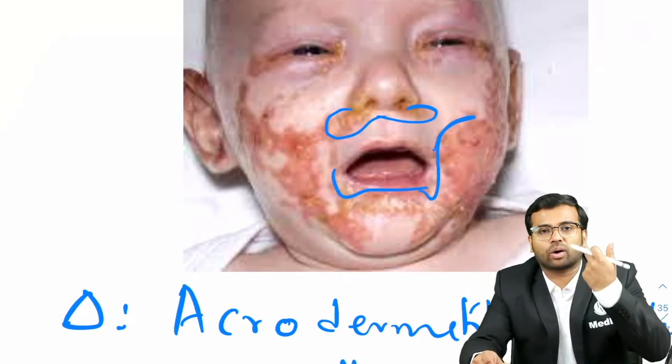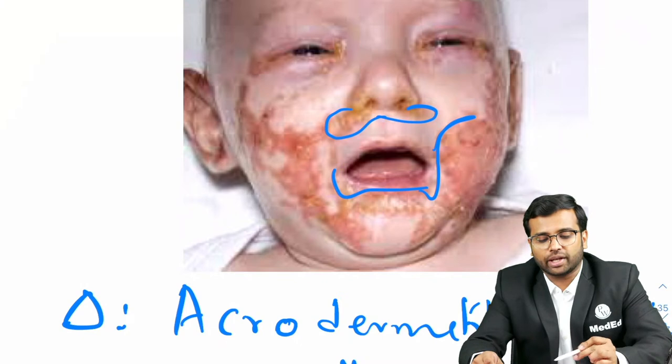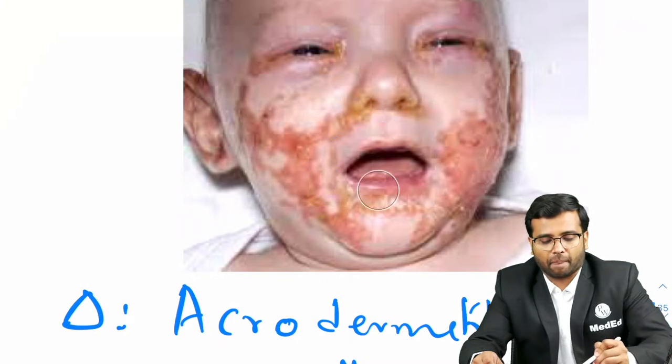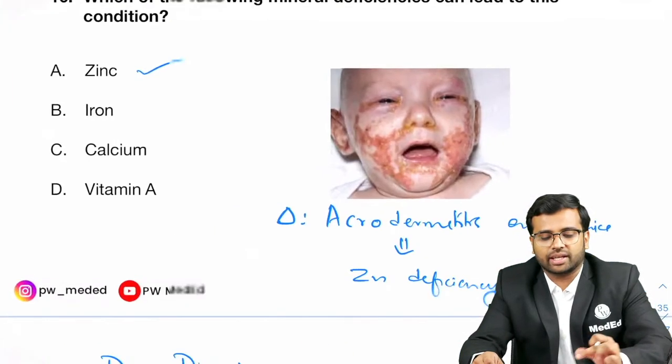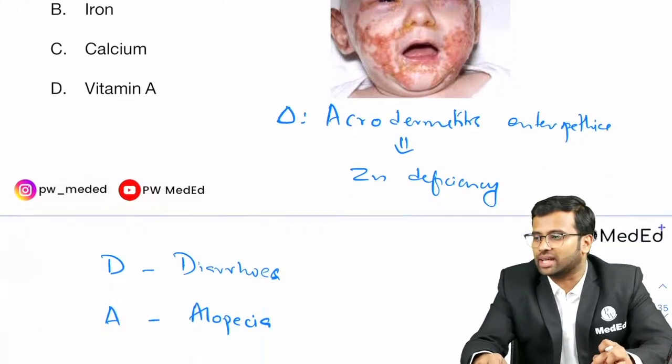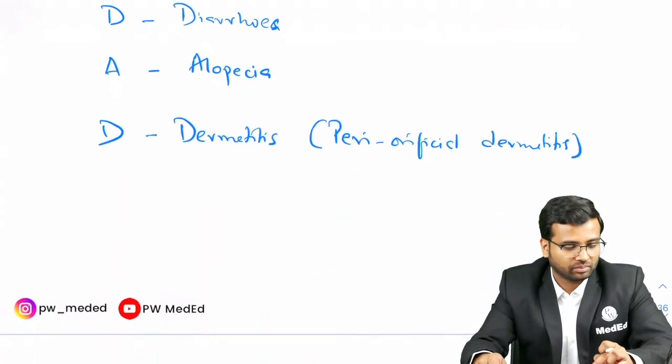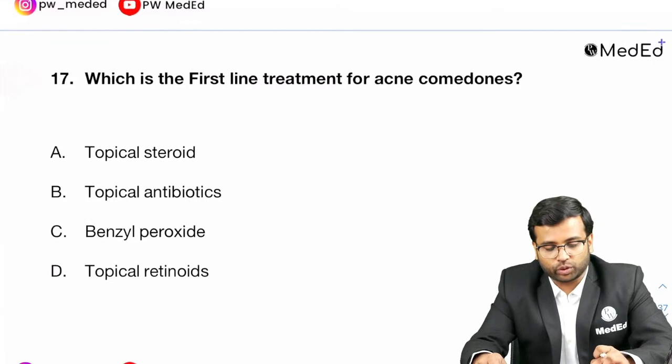So, around the orifice. So, periorificial dermatitis is seen in acrodermatitis enteropathica. Very good. So now let's move to the next one.